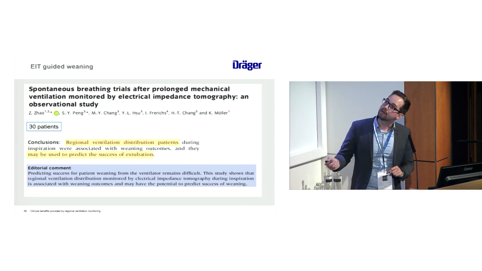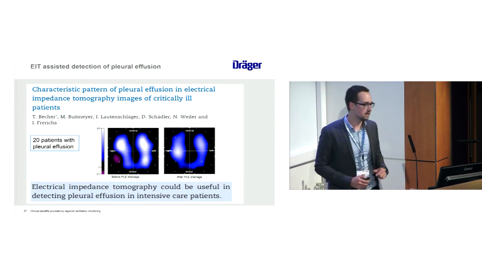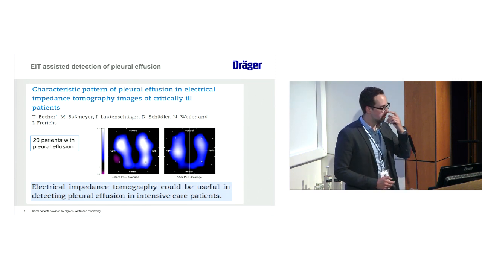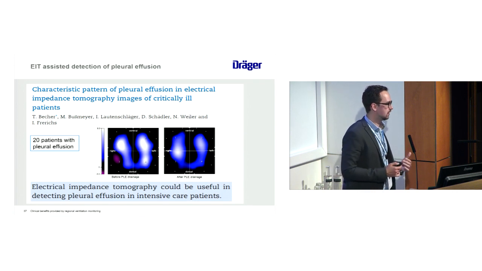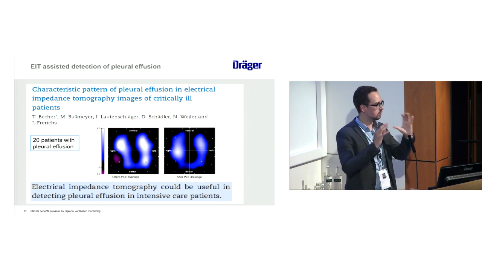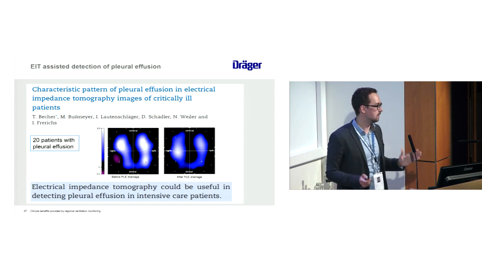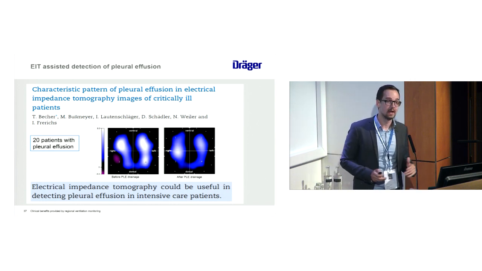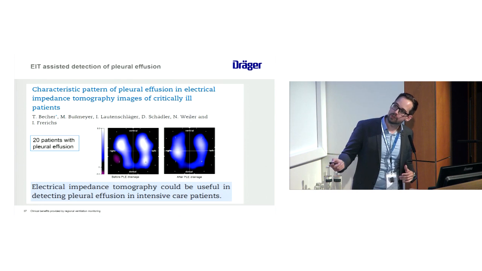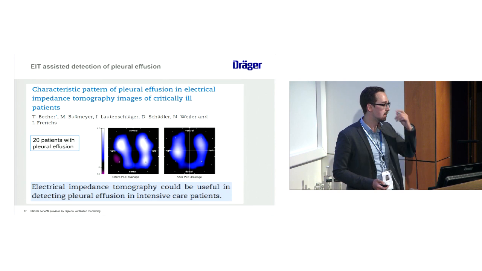This is a study that has also been published very recently, done by Tobias Becher. He used another function that can be done with Pulmovista 500, and that is to emphasize negative impedance changes. I briefly mentioned them in the beginning, when we were looking at the position of the belt. I mentioned, okay, if we see this purple spot up here, that is the mediastinum, and that is nothing to worry about. However, if we see purple spots rather down here, they might be caused by a pleural effusion.